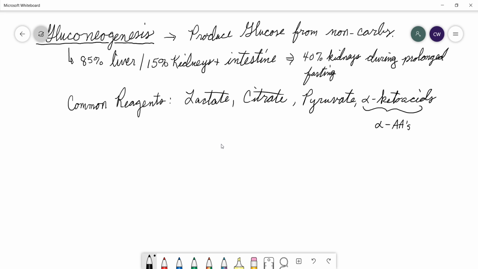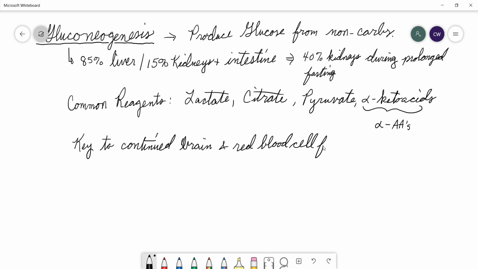As we have discussed, this is key to continued brain and red blood cell function, because these tissues rely exclusively on glucose for energy. They have no capability to break down proteins for energy. They have no capability to break down lipids for energy. Especially the brain has no capability to break down anything other than glucose. Brain tissue is utterly glucose dependent. It cannot form energy from anything else.